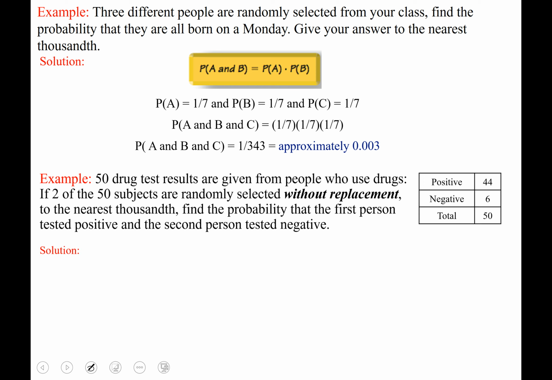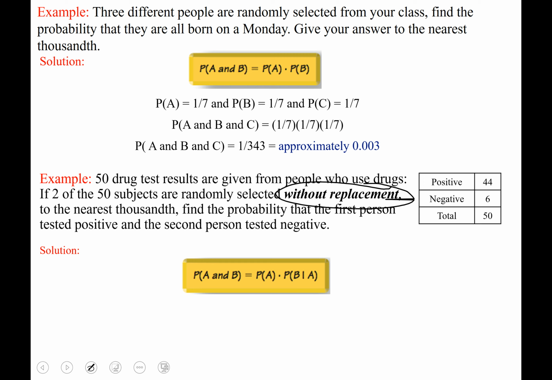Okay, so we are talking about the probability of event A occurring, and then that changes the probability of event B occurring. And that is because once person A is picked out of this finite group, they are not put back in the group. So think of it like this. Once person A is selected, there's no longer 50 people to draw from. There are only 49. Furthermore, we're finding the probability that the first person tested positive.